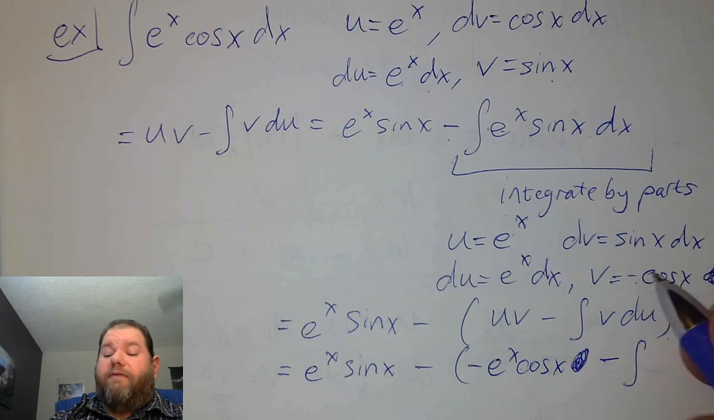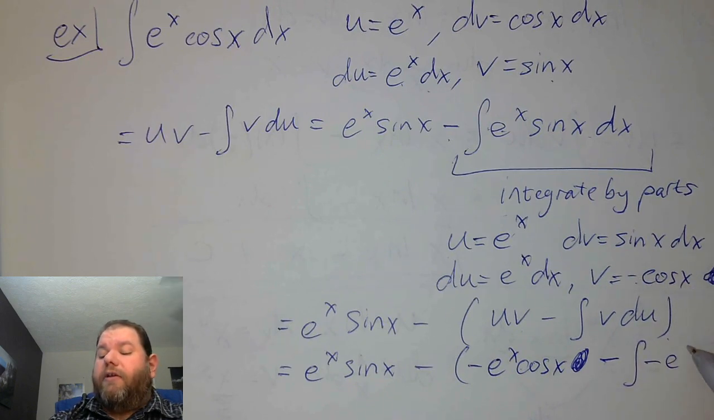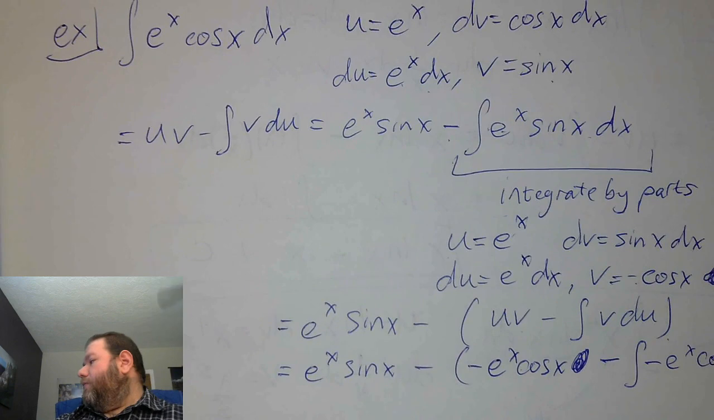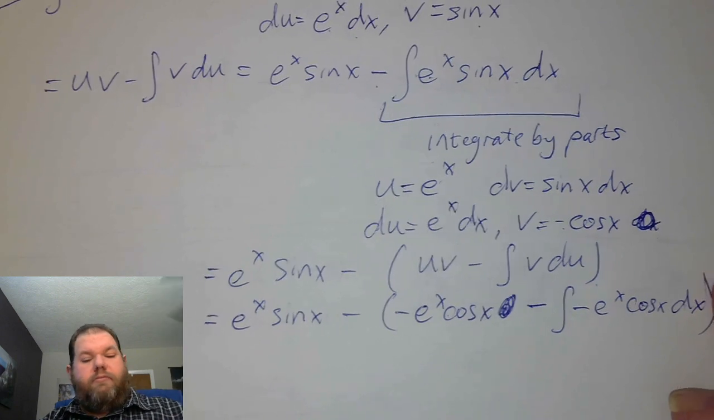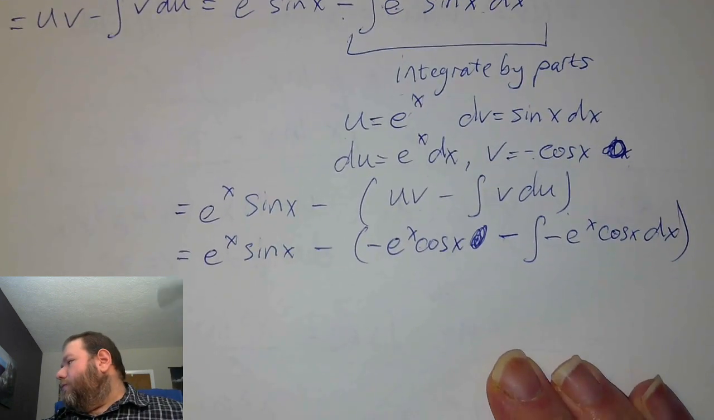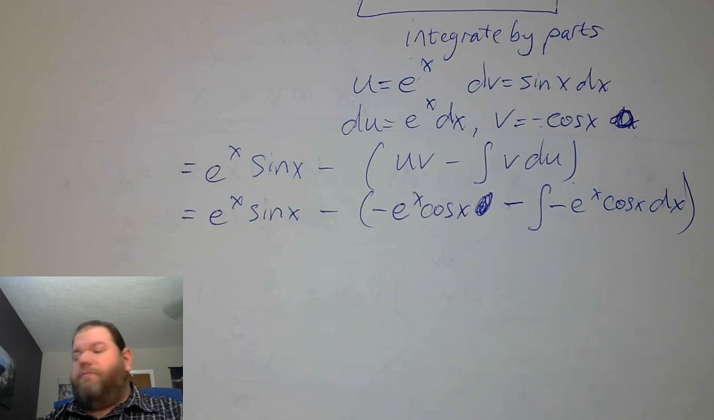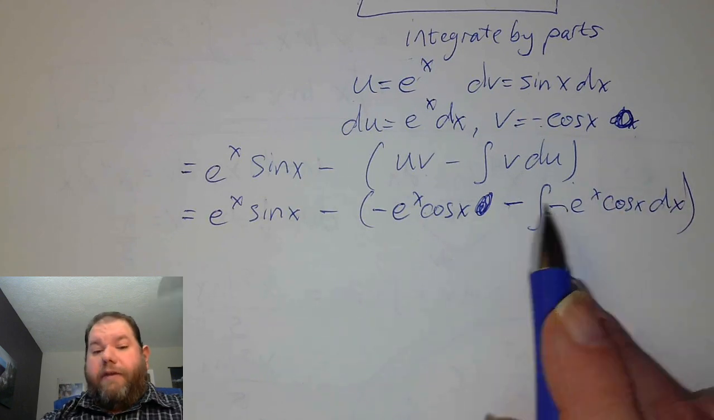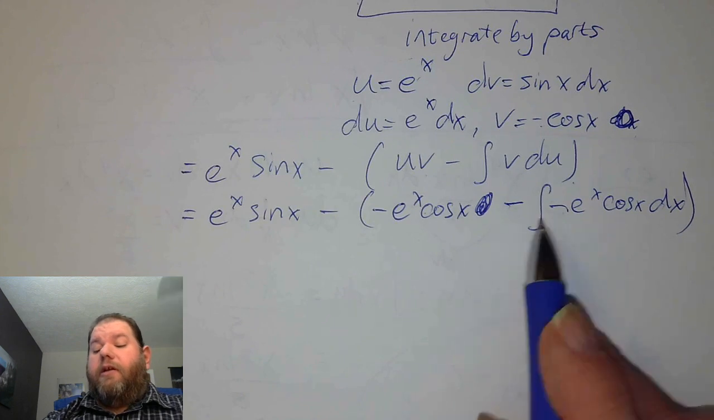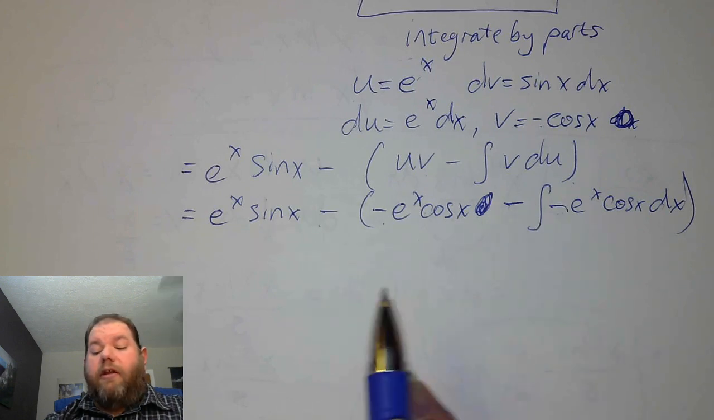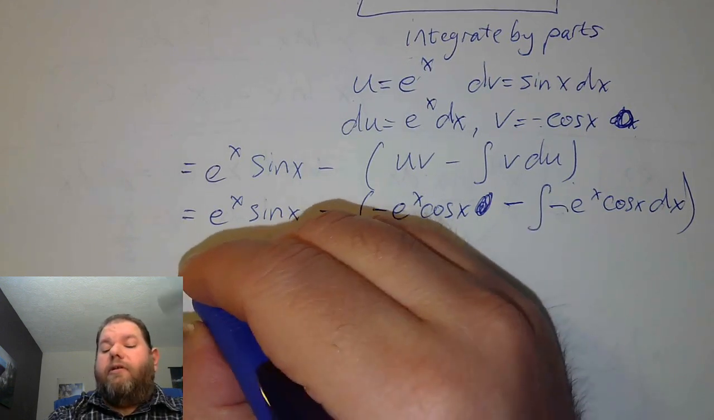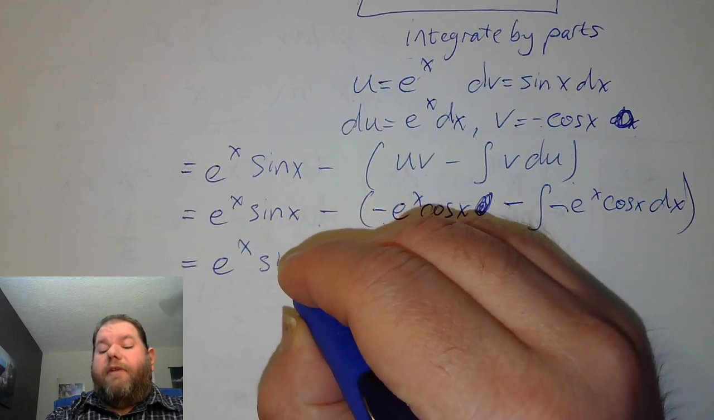Now, v itself is negative. So we have negative e to the x cosine x dx. I'm off screen. Let me fix that. There we go. So we have two negatives here already, so that's going to turn into a positive. And then this negative is going to distribute and make that a positive, and then this positive will then become negative. Three negatives is still negative. Any odd number of negatives is still negative.